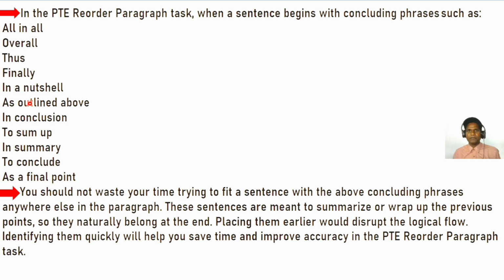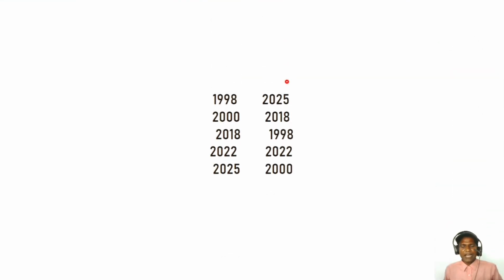In reorder paragraph tasks, you may sometimes encounter sentences that include years or dates such as 1998, 2000, 2018, 2022, 2025. So many test takers assume that these should automatically be arranged in chronological order from the earliest to the latest. Please never follow the dates and time blindly. You should read the meaning of the sentences carefully and go ahead.